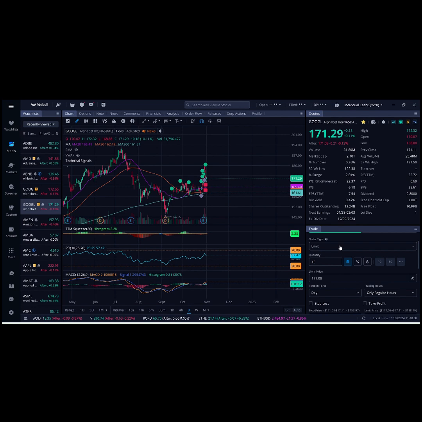Then you have the order type. Limit, you can select limit when you want the price. For example, let's say you don't want Google at this price, you set a limit to buy it at 167. So when you use limit order type is to buy at a lower price and the order executes. Then you have market, which is basically you're buying just at the price it is right now.